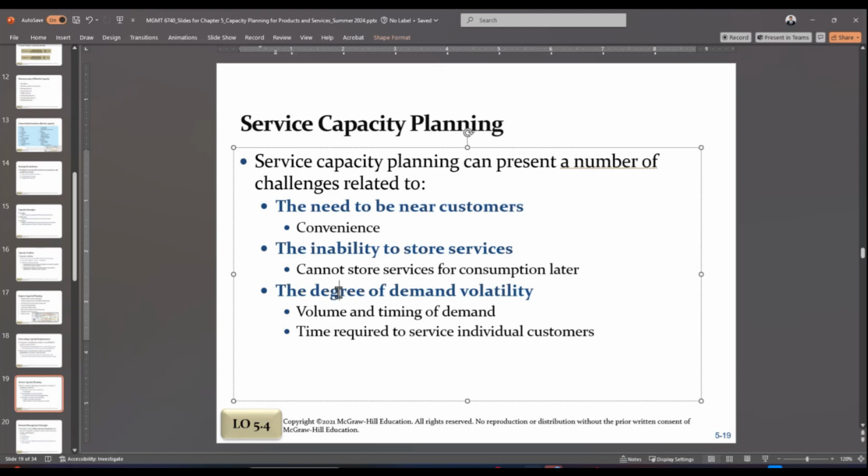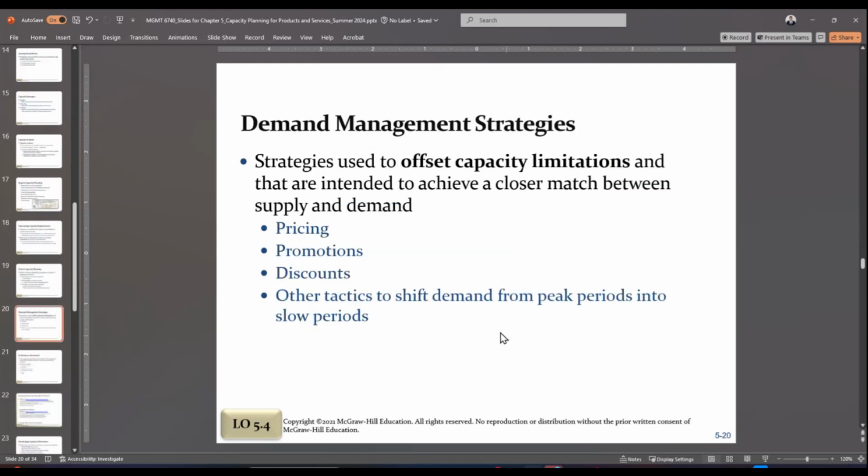And then degree of demand volatility. So volume and timing is a thing. Suppose the government is offering a solar credit, so there is a rush of customers. The volume has increased, but the manufacturers from whom you are buying the solar panels and assembling them see the demand is high, so there is a long lead time of 3 to 4 months. In that case, you are constrained. And the time required for servicing is also something to consider.